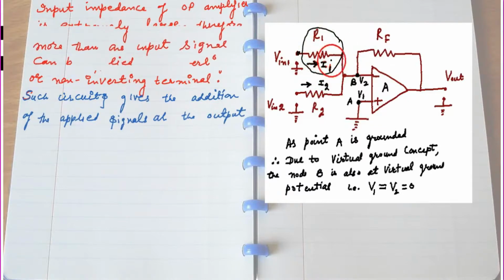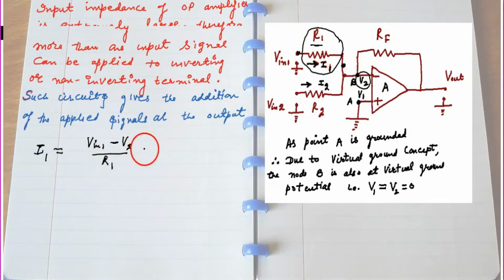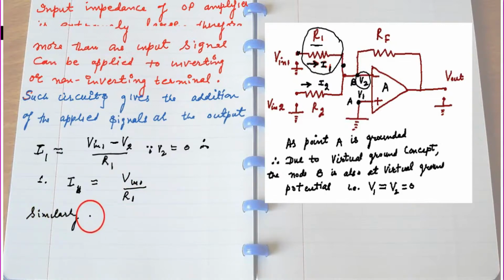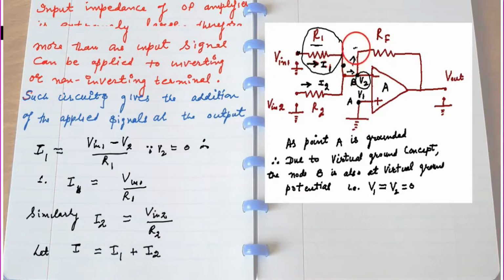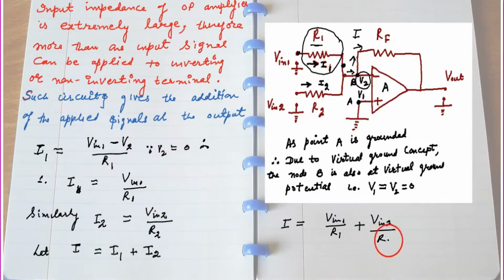Now let the current I1 be written as the potential difference divided by the resistor. The potential difference is Vin1 minus V2, which is 0, divided by R1. You know V2 equals 0, okay? So I1 becomes Vin1 upon R1. Similarly, you can write I2, which is flowing through R2. It becomes Vin2 divided by R2. And you know I becomes I1 plus I2, and all of the current will pass through RF because the op-amp inputs never draw any current. So I is the sum of the two.